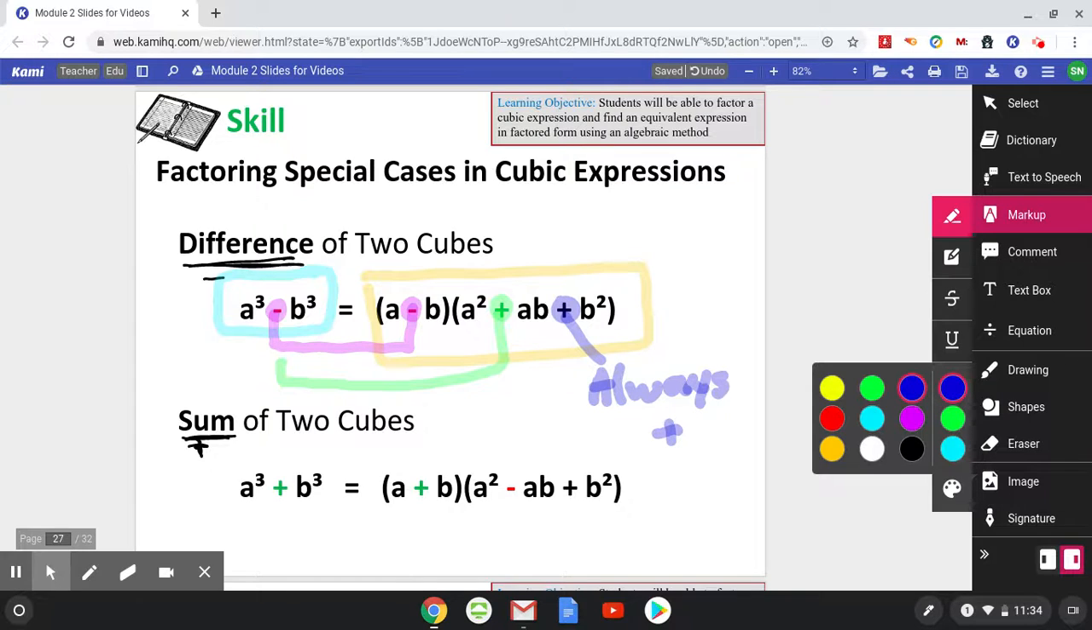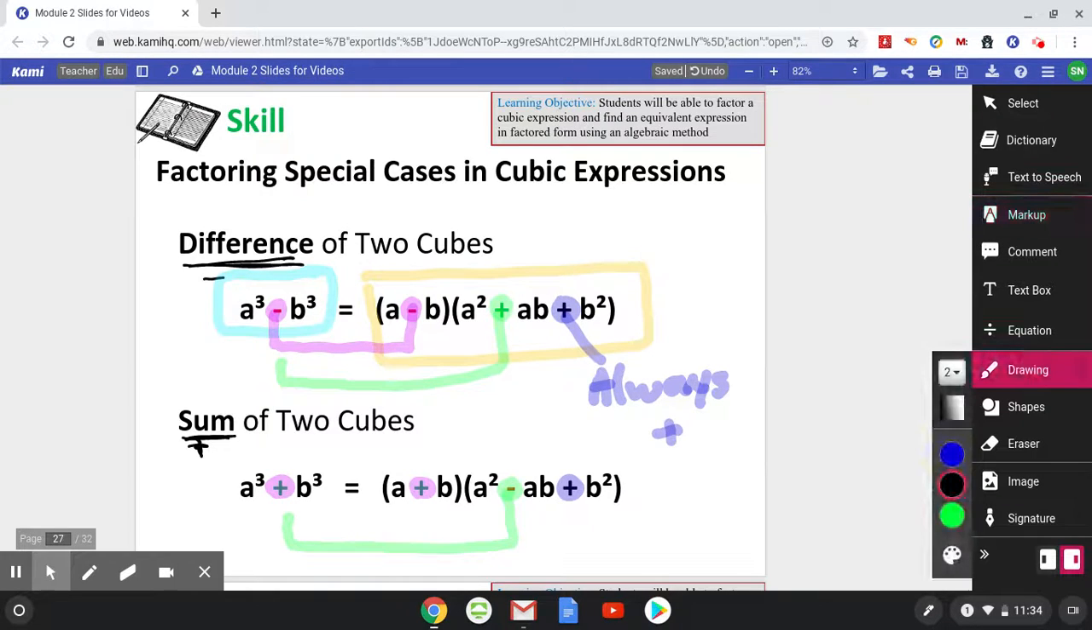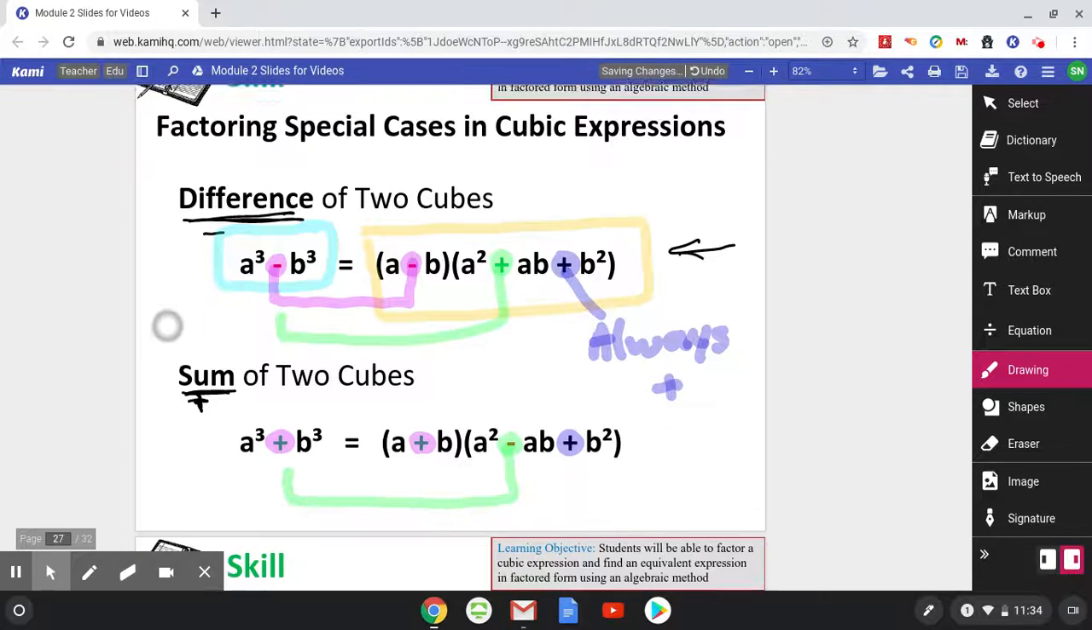On the bottom one, it would be the same. If you look at the first sign, they're the same. The first sign on the second parenthesis is always the opposite. And the last one will always be a positive. So we will be using the above equation in order to solve this type of problem.